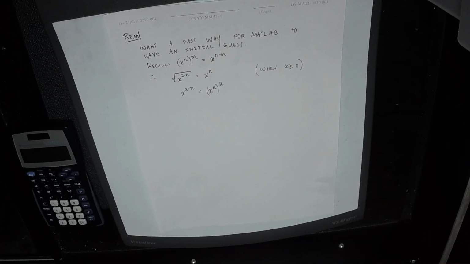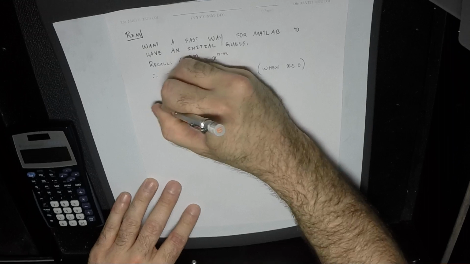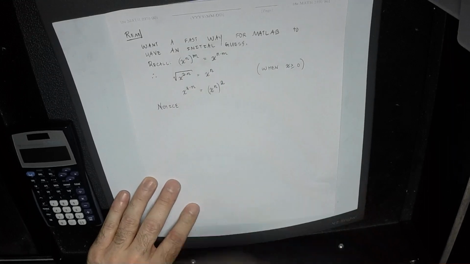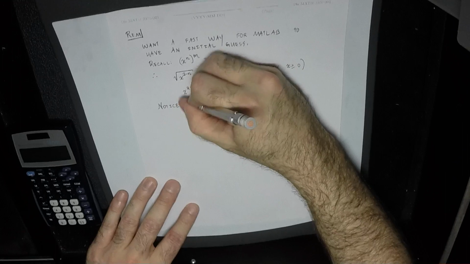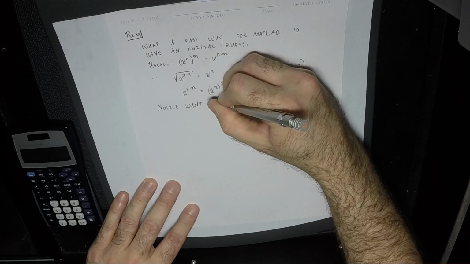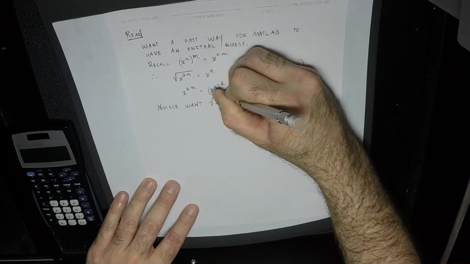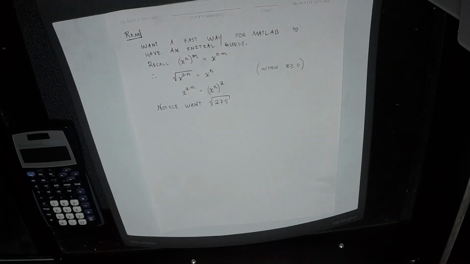Okay, so we're not going to consider sequences of integers and square them. In fact, we're going to compute powers of 2 and square them. So, for example, suppose that we want to compute, say, the square root of, how about 275? The square root of 275.